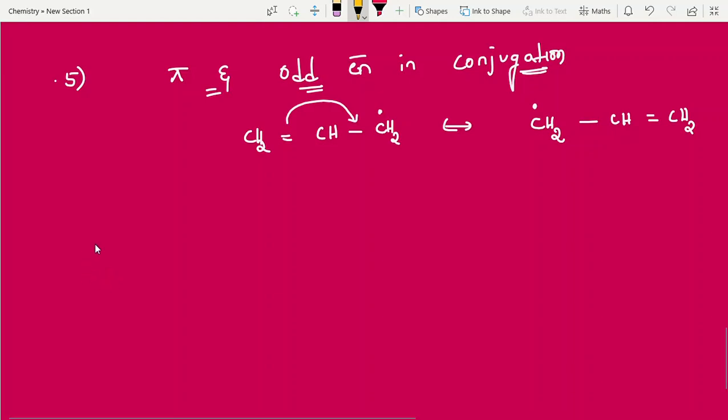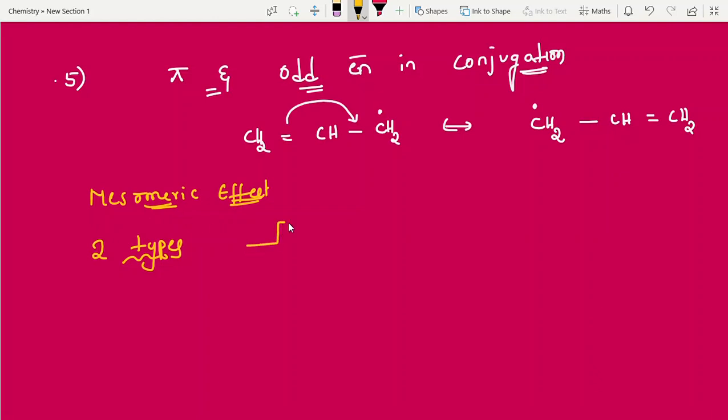So in the mesomeric effect we have two types. Mesomeric effect, two types. Resonance effect or mesomeric effect. What are those two types, students? One is plus M group, another one is minus M. Instead of plus M you can write plus R also, because it is also called the resonance effect. That's it. Now look into this.